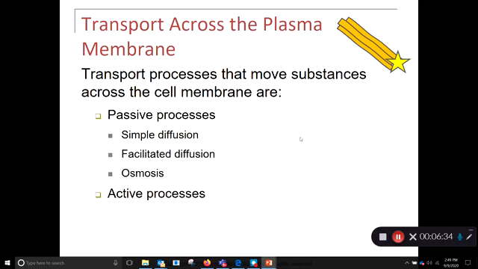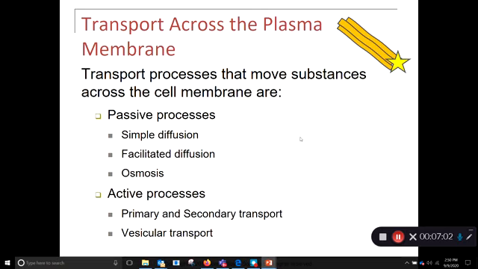Now, processes that are passive include simple diffusion, sort of like water passing through a cell membrane. There's nothing really stopping it. There's facilitated diffusion, which is like the ion channels we talked about. It's just a pore in the wall of the cell membrane that lets things in and out. And then osmosis, a more specific term for simple diffusion of water. Osmosis is the diffusion of water through the cell membrane.